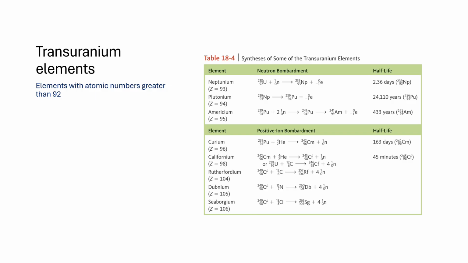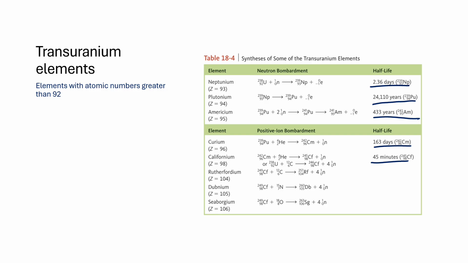In the years since 1940, the elements with atomic numbers greater than 92 are called the transuranium elements, right? They're beyond uranium and they have been synthesized. And notice how a lot of these elements have very short half-lives. Neptunium only lasts 2.36 days, right? It immediately decays. Plutonium's half-life is pretty long, 24,110 years. Americium, 433 years, pretty long. Curium has a short half-life, 163 days. And notice for californium, it's only 45 minutes.